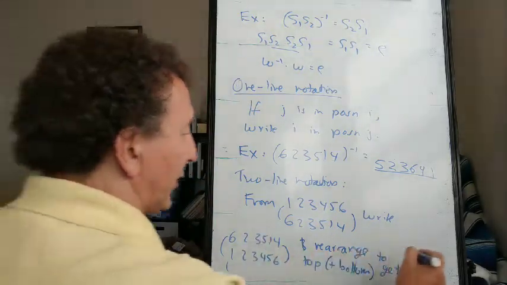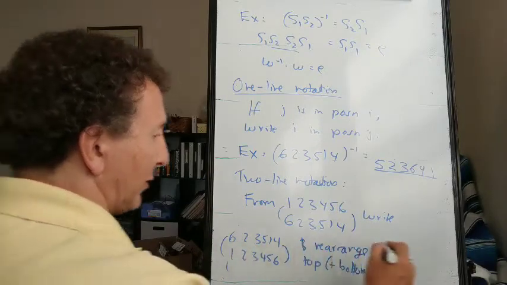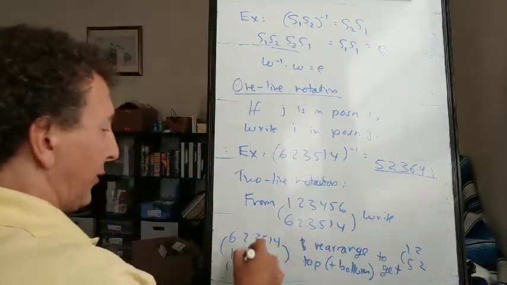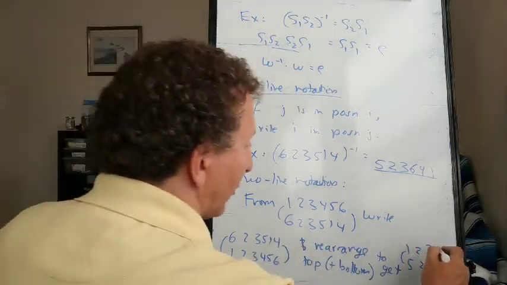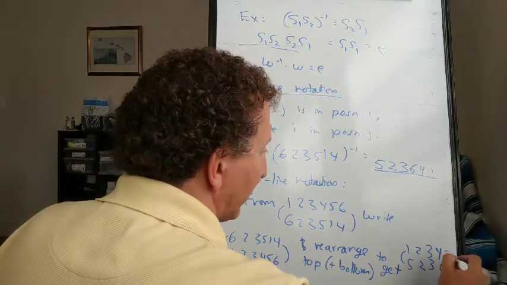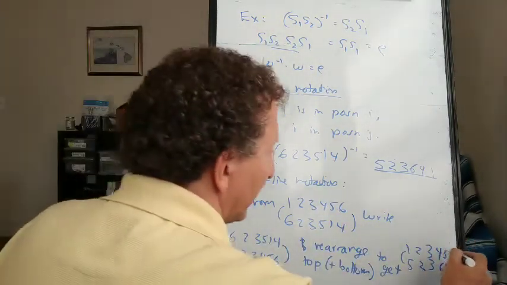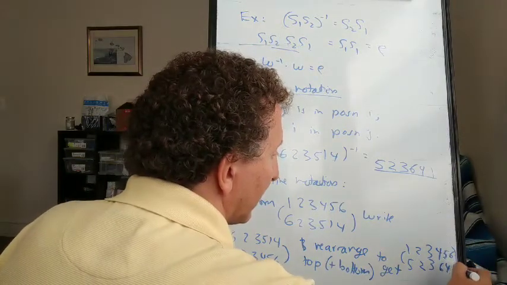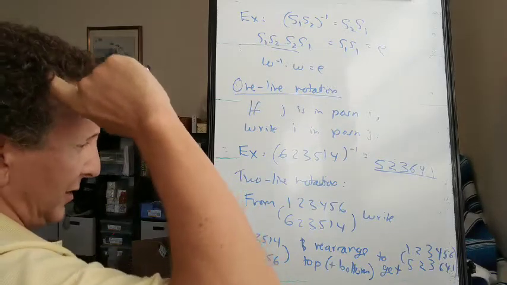So 1 is first, so we'll write the 1 and 5 first, and then we want 2 next, so we'll write the 2 and 2, and then 3 next, so we'll write the 3 and 3, and then 4 next, so we'll write the 4 and 6, 5, so we'll get the 5 and 4, and finally 6, 6 and 1. So it does the same thing as what we did with the one-line notation.